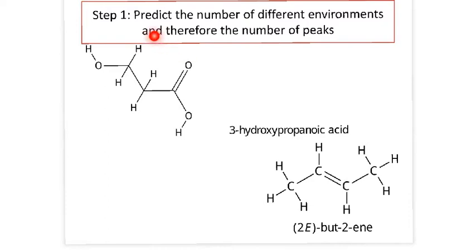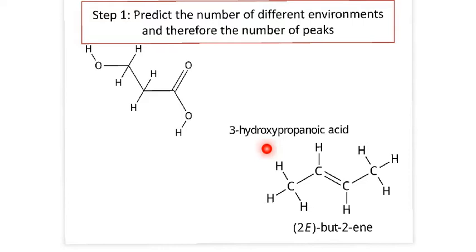So if you look at this first molecule here, which is 3-hydroxypropanoic acid, you've got 1, 2, 3, 4 different hydrogens. And although you've got 2 OHs, these OHs are in different environments. This one here on the right, the OH, is next to the carboxylic acid, and therefore it's in a different environment than this one, which is just next to a CH2. So you would see 4 signals in the proton NMR spectra.